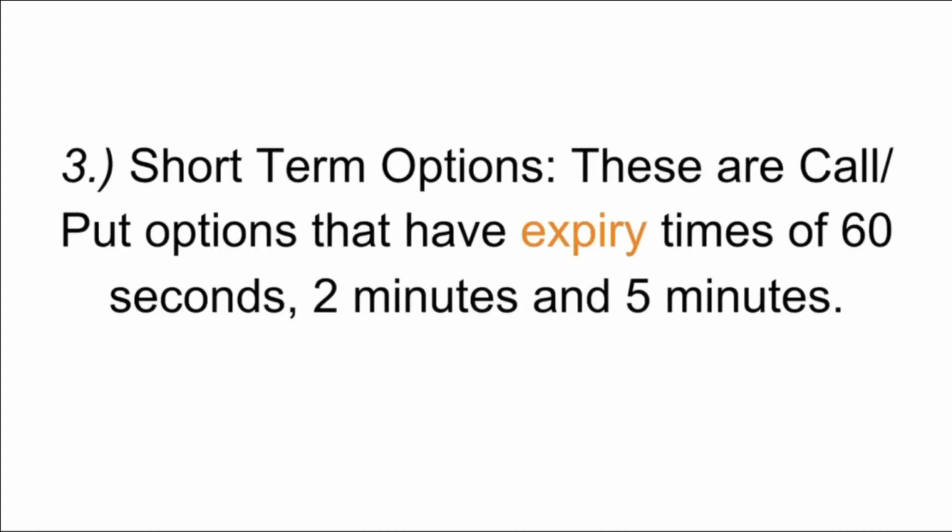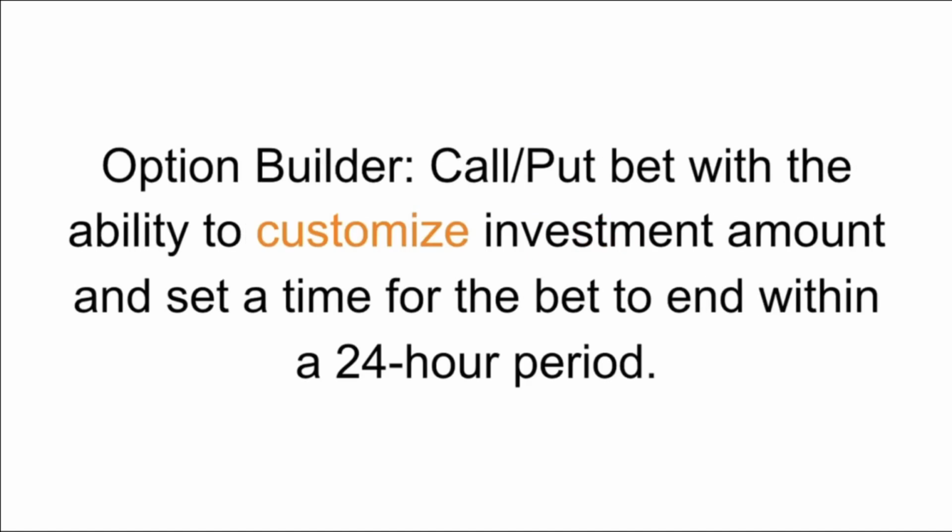3. Short-term options. These are call-put options that have expiry times of 60 seconds, 2 minutes and 5 minutes. 4. Option Builder. A call-put bet with the ability to customize the investment amount and set a time for the bet to end within a 24-hour period.